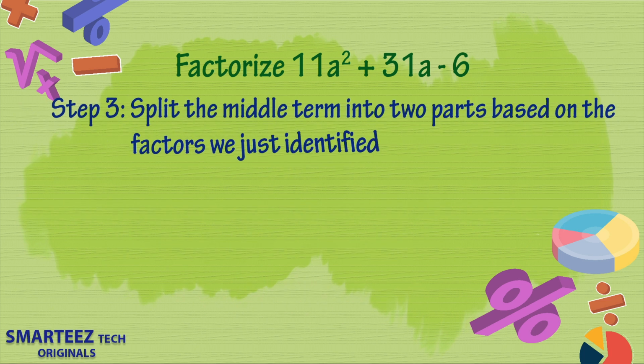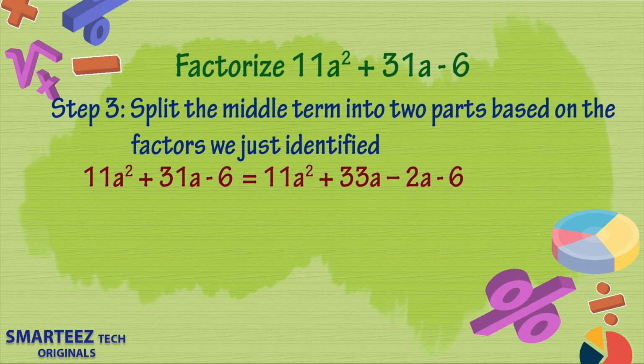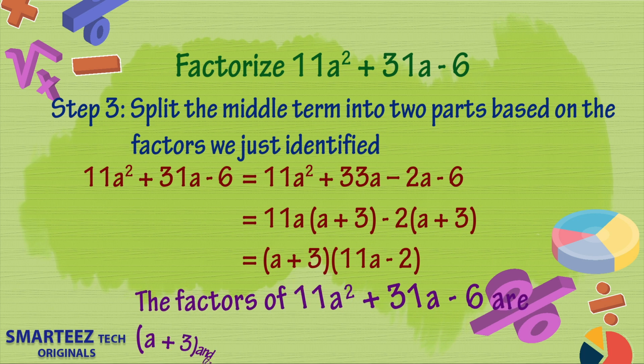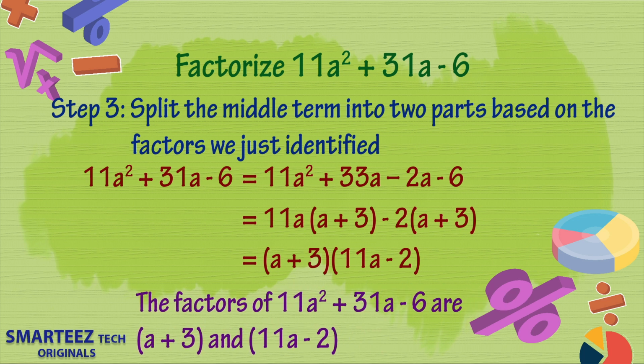Step 3. Split the middle term into two parts based on the factors we just identified. We'll split 31a into 33a - 2a and rewrite the trinomial. So 11a² + 31a - 6 equals 11a² + 33a - 2a - 6, which equals 11a(a + 3) - 2(a + 3), which equals (a + 3)(11a - 2). So the factors of 11a² + 31a - 6 are (a + 3) and (11a - 2).